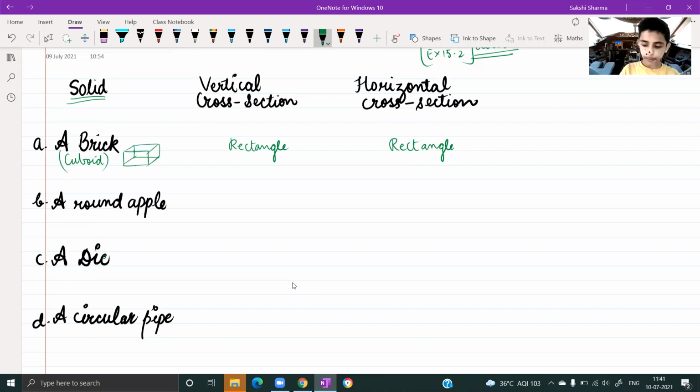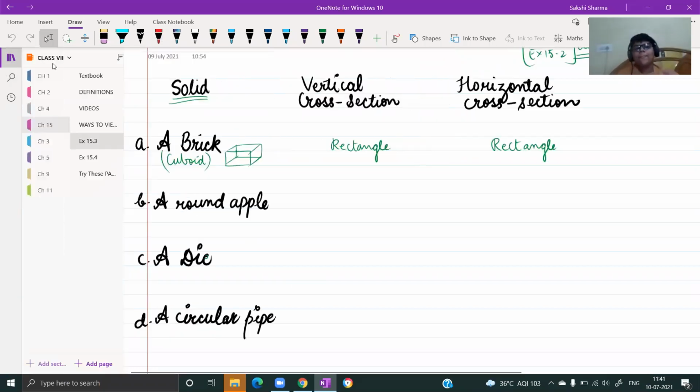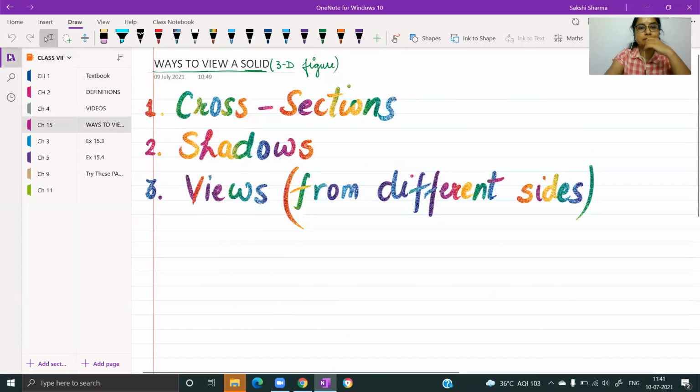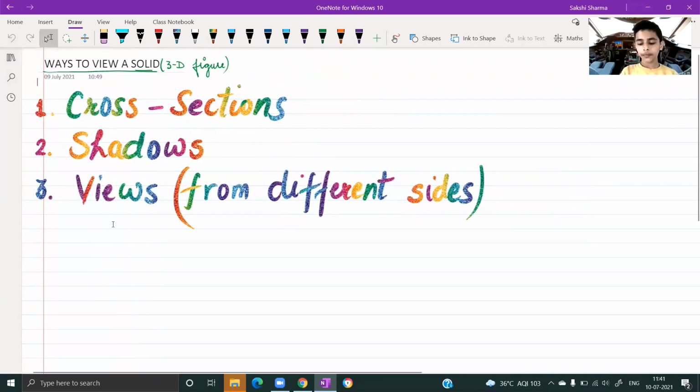And 1 minute, I am drawing a brick. Excuse me, ma'am. Yes, Chirag? Can you move to the page where ways to view a solid was written? Only for a minute. Okay, this one. Ma'am, we will get rectangle. Yes, you will get rectangles. I'm done. Okay.